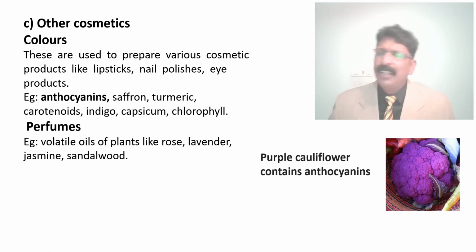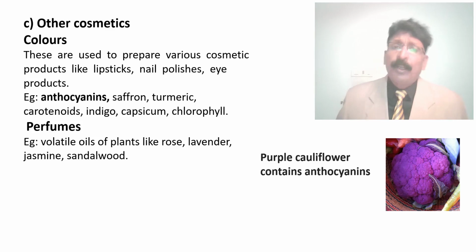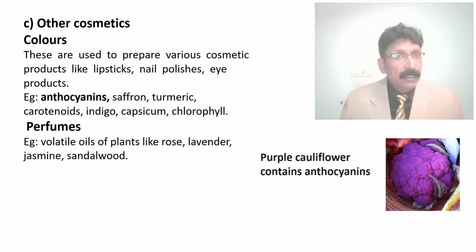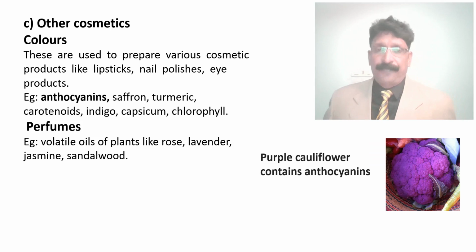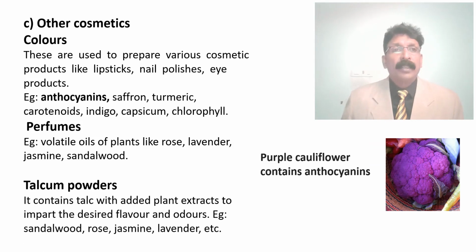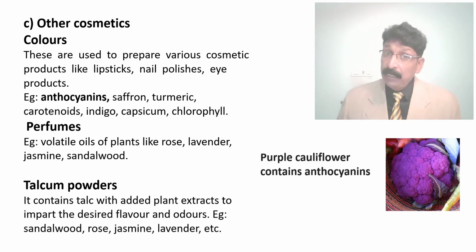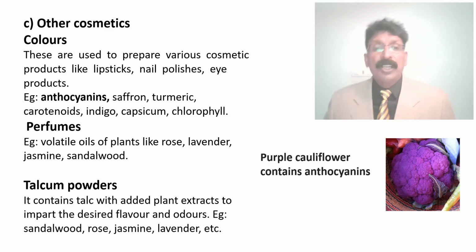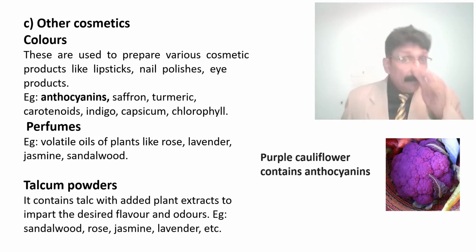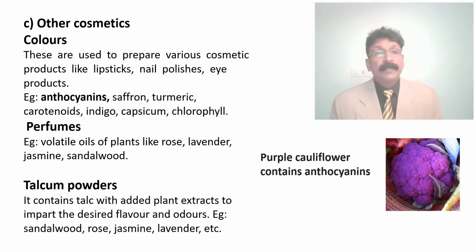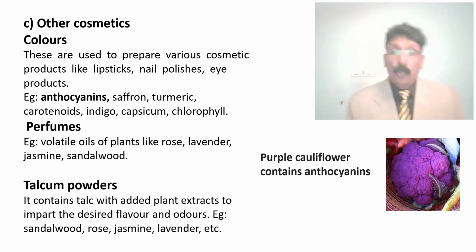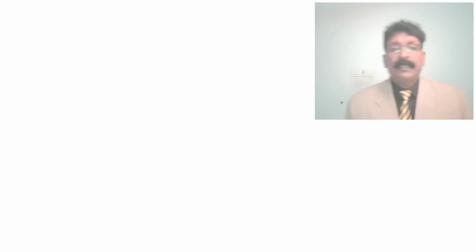Perfumes: volatile oils you have studied in more detail. Volatile oils of substances like rose oil, lavender, jasmine, sandalwood oil. Talc powder or talcum powder, face powders are available. External itching powders are available. It contains talc added with plant extracts to impart the desired flavor and odor, for example sandalwood, rose, jasmine, lavender, etc.